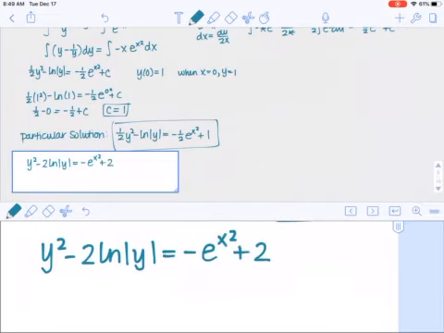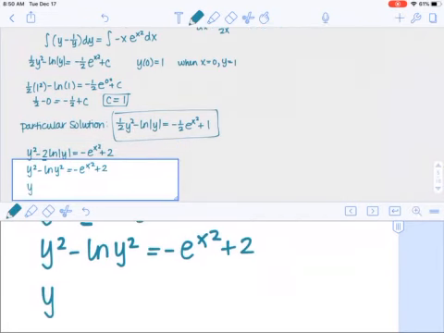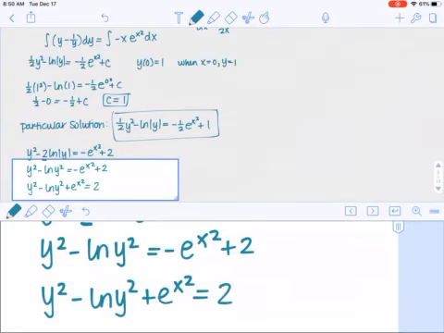That would also work. Don't forget that you could use your log rules and move that in as an exponent. If it does become an exponent, y squared will always be positive, and so you could actually drop your absolute value there. And sometimes you would see it written all on one side like this. All of those would be equivalent. I just want to make sure that you notice all of those alternative forms work as well.